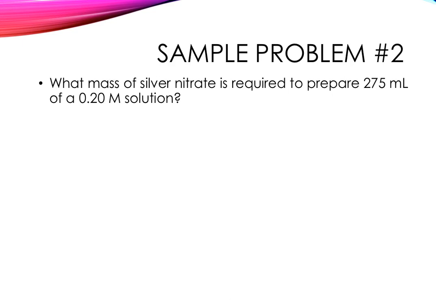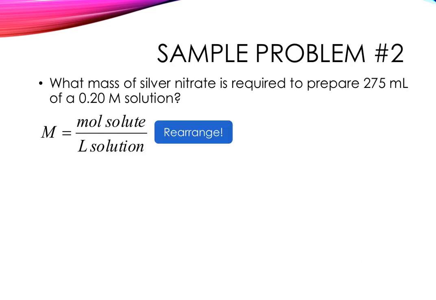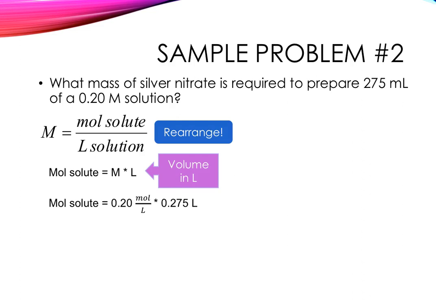Let's do another problem. What mass of silver nitrate is required to prepare 275 milliliters of a 0.20 molar solution? Now, if you want, go ahead and try this on your own, and then I can walk you through the answer, or you can just sit and watch me do it. That works too. So again, I always like to start with the formula, and I like to rearrange it. I'm solving for a mass, which we know is related to moles. So the moles of the solute, here the silver nitrate, would be the molarity of the solution times the volume. Remember, the volume has to be in liters.